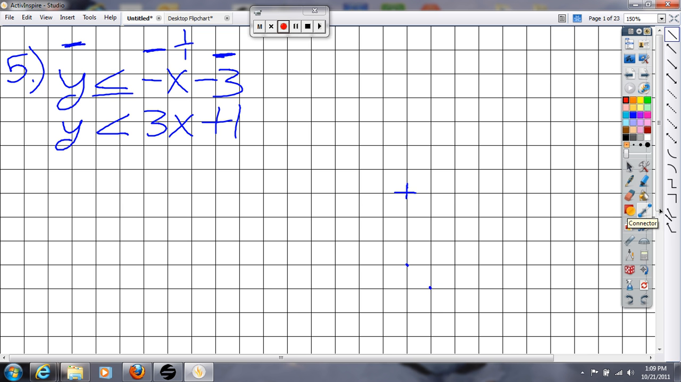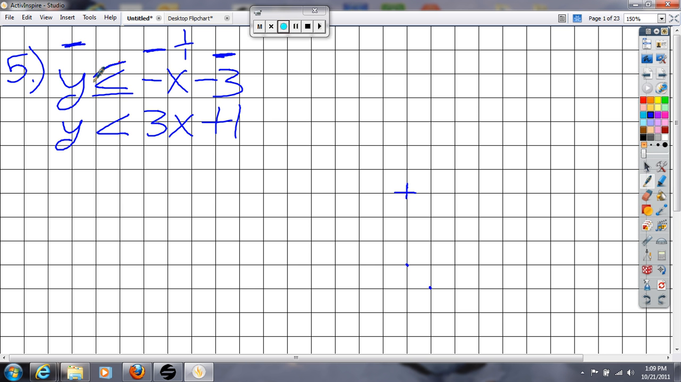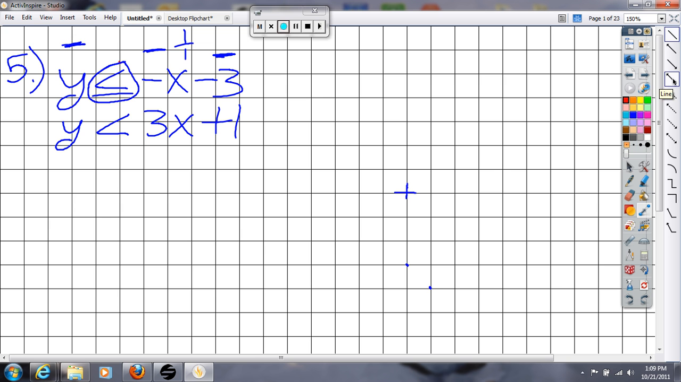We're ready to draw a line. Now, to draw a line here, this has an equal sign, so therefore it's a solid line. So our solid line goes through the 2 points. There's our line.